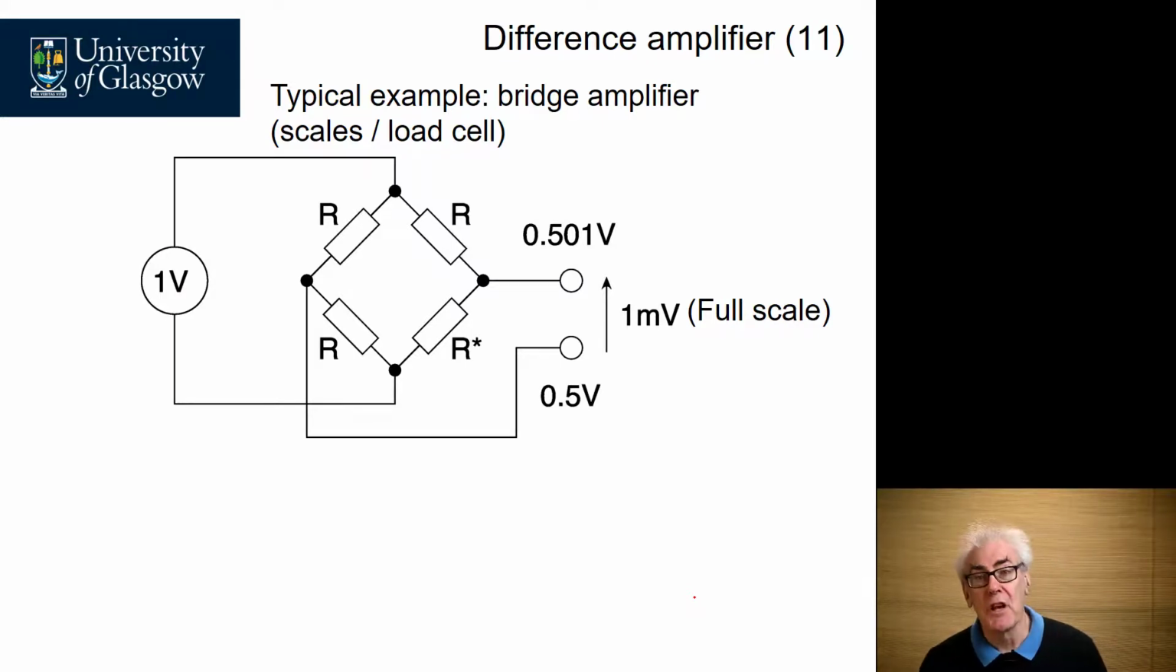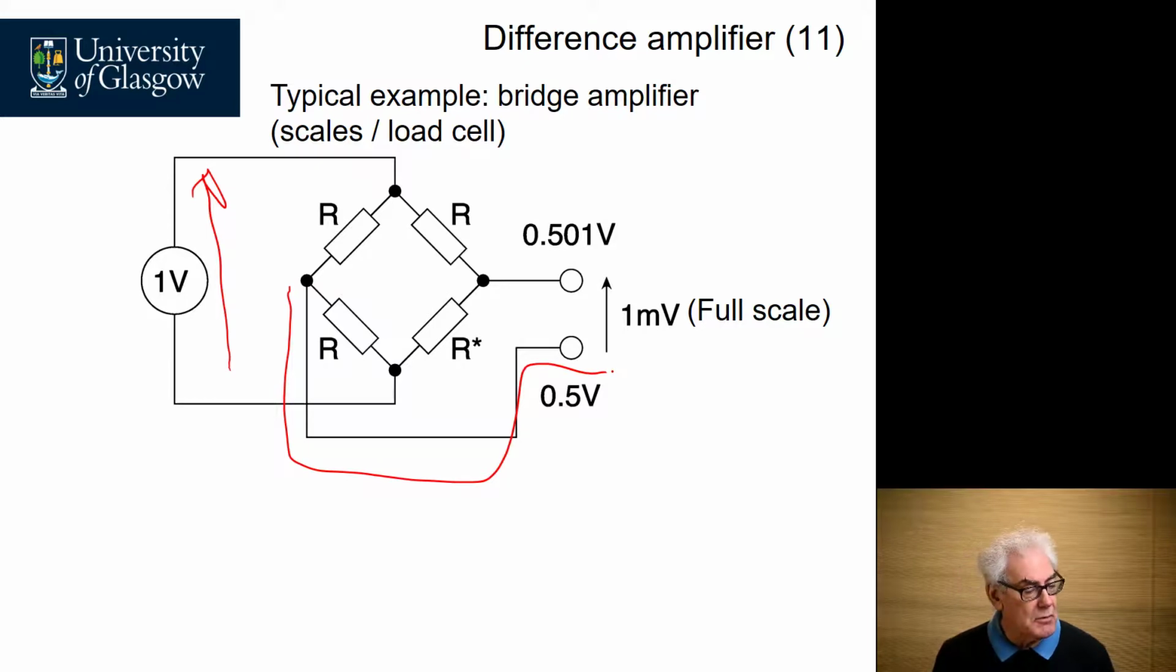We have here a bridge amplifier. This is a Wheatstone bridge. It consists of 4 identical resistors, and it operates by placing a voltage across the resistors. These two resistors here are perfectly matched, so you get 0.5 volts out, whereas this resistor here is allowed to change with the load that's being applied to the bridge, and the output signal would be about 1 millivolt.